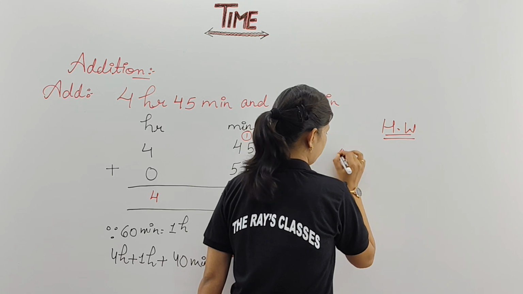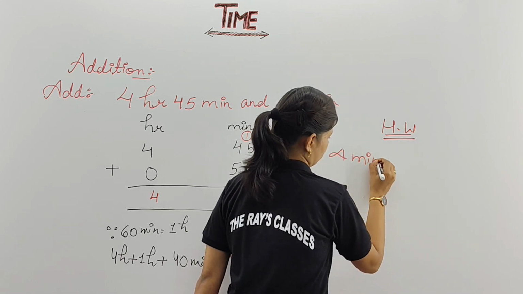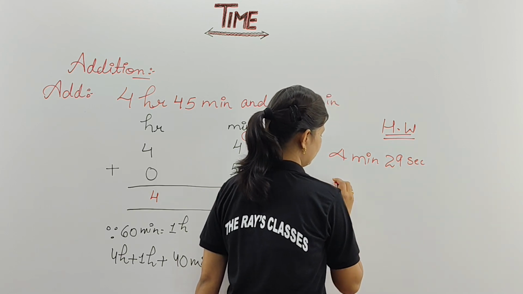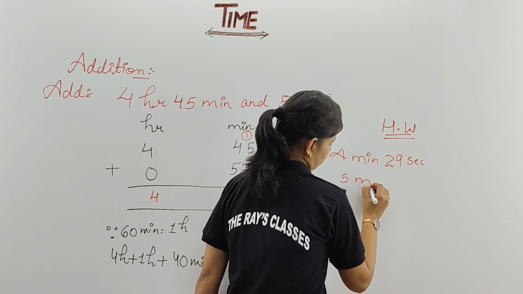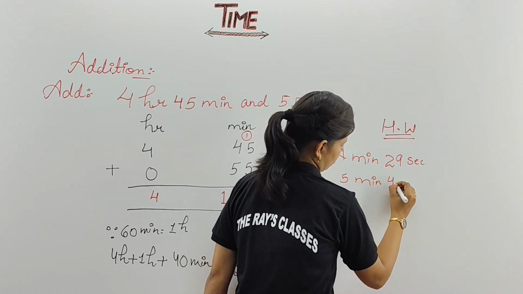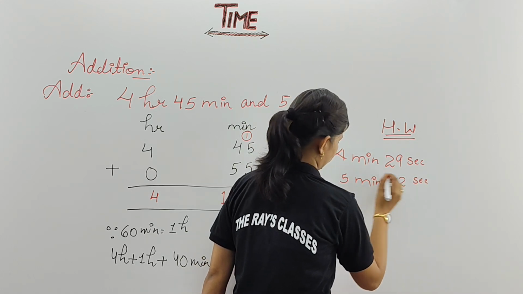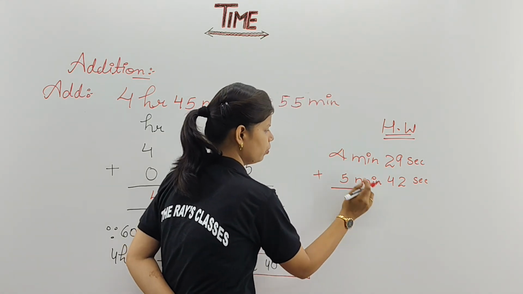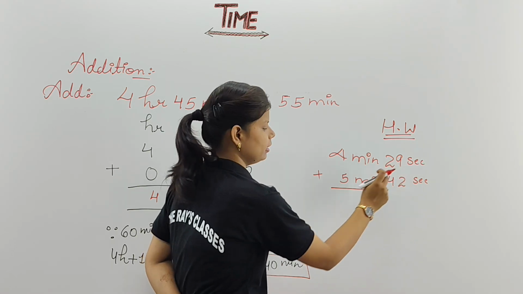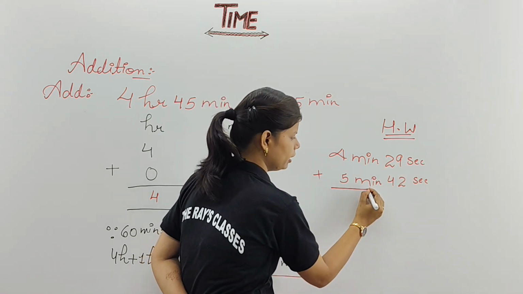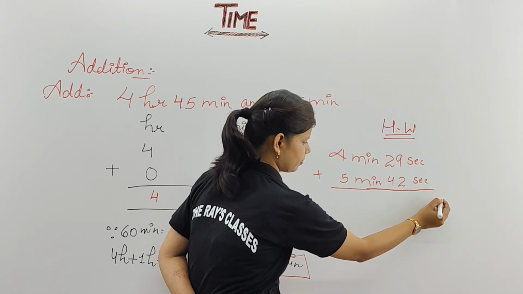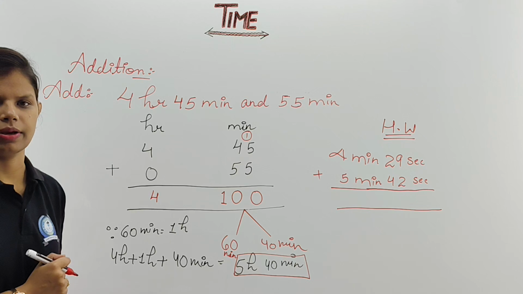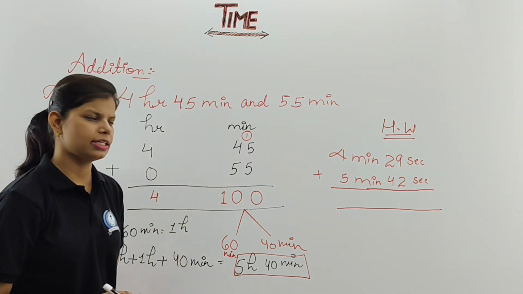Like 4 minutes 29 seconds is added with 5 minutes 42 seconds. Here you have to think, sorry, I think it is not visible to you. 4 minutes 29 seconds is being added with your 5 minutes 42 seconds. Clear, children? How are you going to solve this one? What method are you going to apply for this?